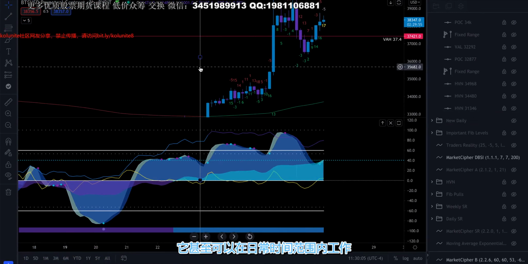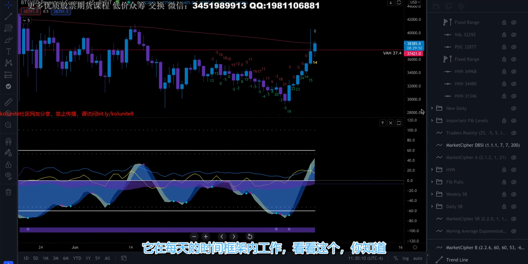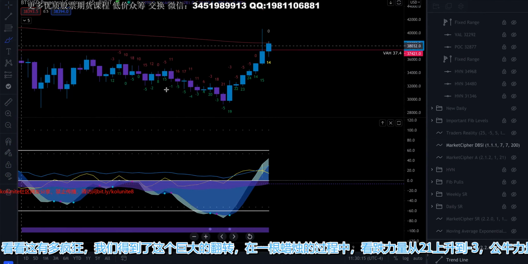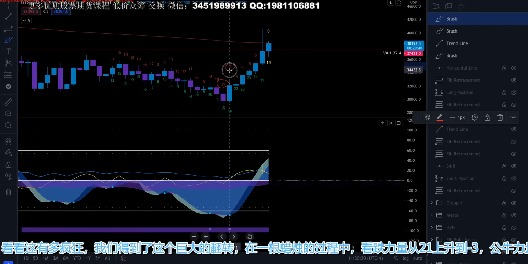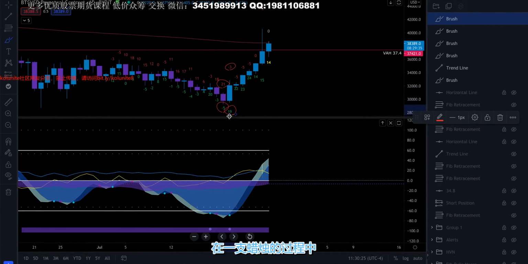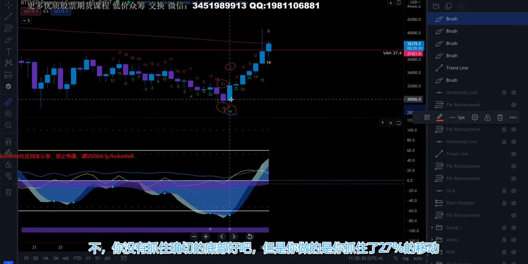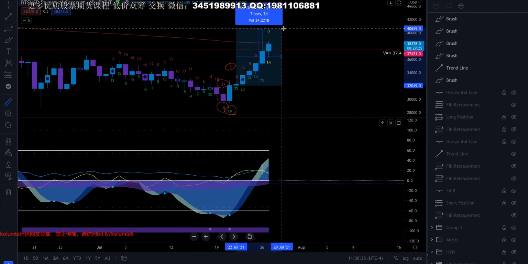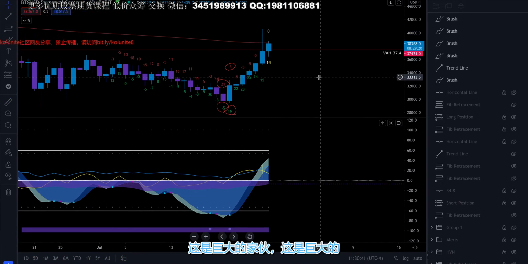It even works, guys, on the daily time frame. Okay, it works on the daily time frame. Check this out. Look at how insane this is. We get this giant flip where the bearish strength goes from 21 to -3 over the course of one candle, and the bullish strength goes from -6 to 19 over the course of one candle. No, you didn't catch the exact bottom, okay? But what you did do is you caught a 27% move, 26.8% move. That is massive, guys. That is massive.